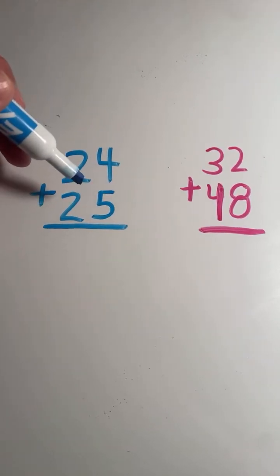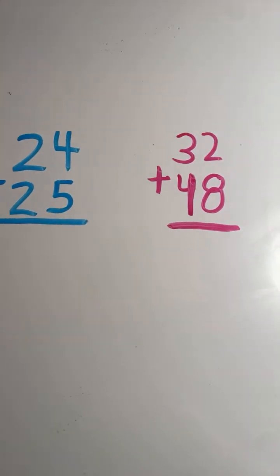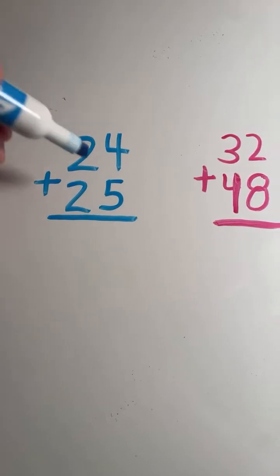All right, 24 plus 25. So we are going to start by adding the numbers in the ones place. We're going to start by adding 4 plus 5. 4 plus 5 equals 9.